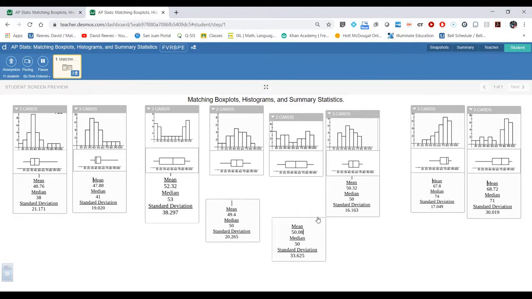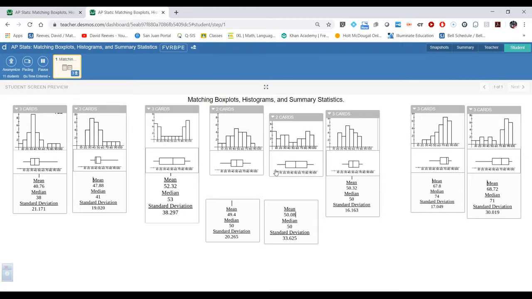Oh, this is exciting. We're down to the final two. And look at this, ladies and gentlemen. Standard deviation of 20, standard deviation of 33. So let's just look at which of these two is more compact towards the mean. Which one has more data closer to the mean?